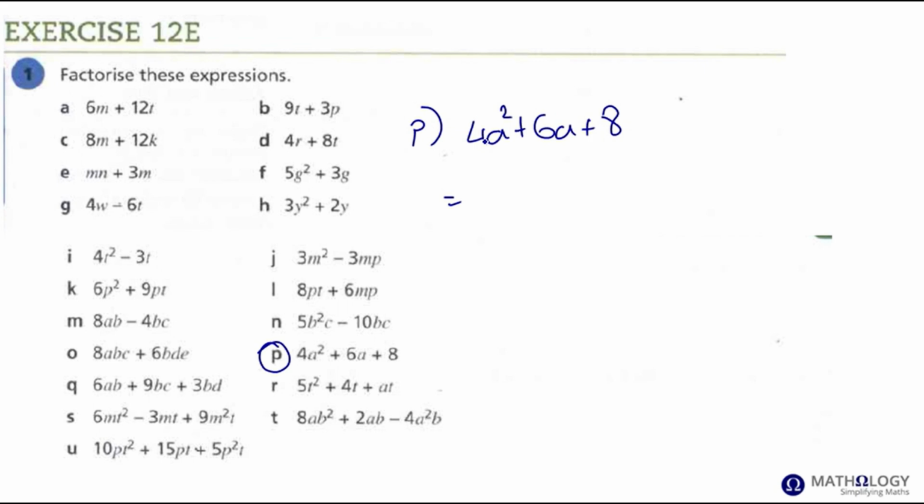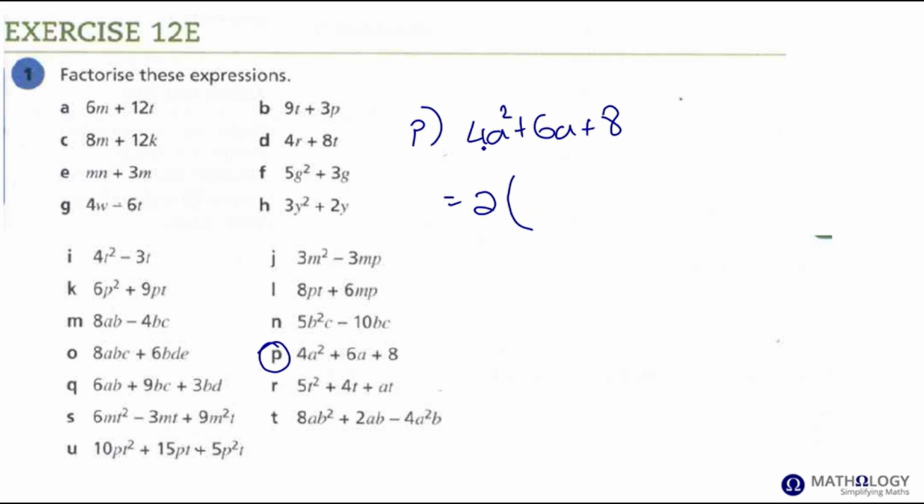However, 2 goes into 4, 6, and 8. So the highest common factor here would be 2. We have an a. Yes, we have a squared. We have two a's in the first term. We have a single a in the second term, but there are no a's in the third term. The highest common factor must be common to all the terms. Since there isn't an a common to all the terms, we cannot take an a out. So the highest common factor of this expression is 2.